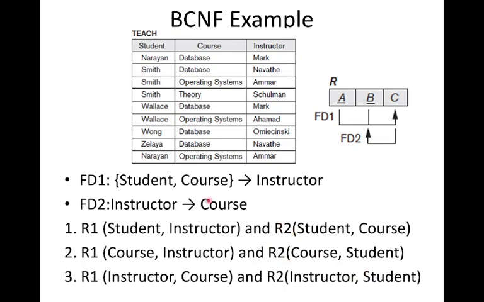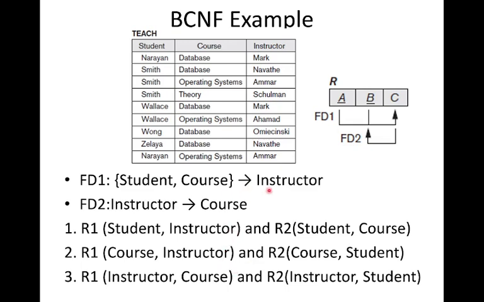But there is a problem with this. All these decompositions will lose one functional dependency. We have the functional dependency student, course to instructor, that is, instructor is fully functionally dependent on student and course. That is not seen in any of these decompositions. In these two relations also, this functional dependency is not there. In this one also, it will not be there. So we have lost one functional dependency when we try to decompose into BCNF.